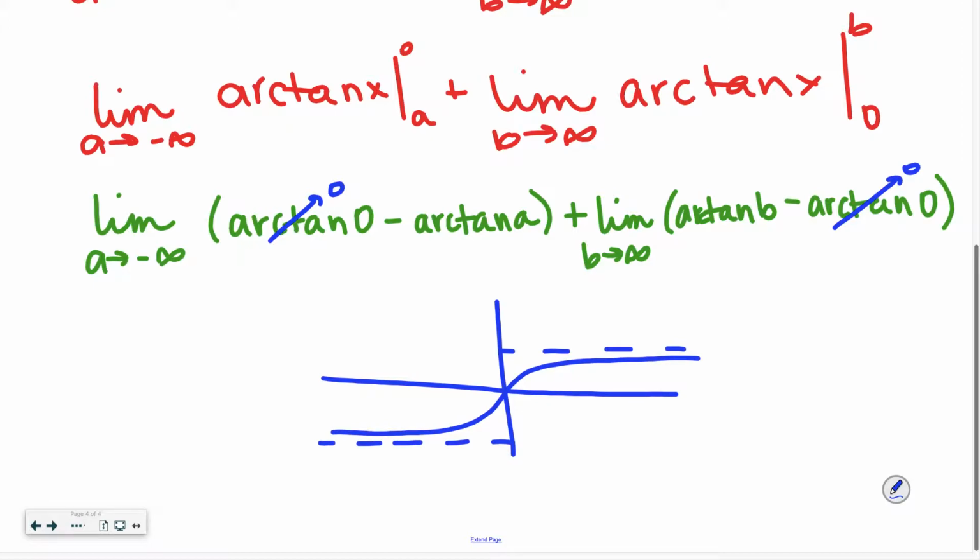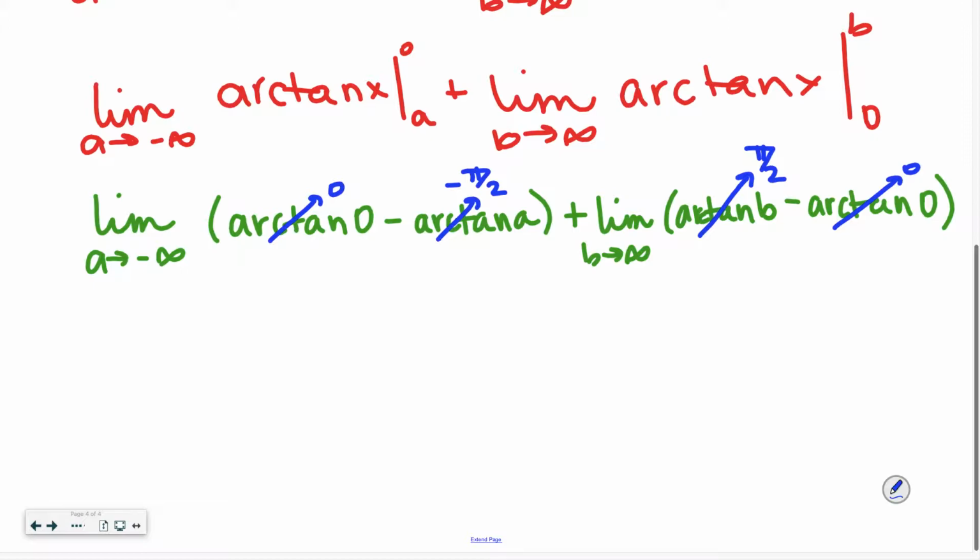Notice how the range is negative pi over 2 to pi over 2. That's why our y value had to be 0 for that one. Now, as we go towards negative infinity, what's our limit? Negative pi over 2. And towards infinity, pi over 2. So we have a negative negative, which gives a positive pi over 2 for this limit, plus a pi over 2 for this limit. So that's just pi.